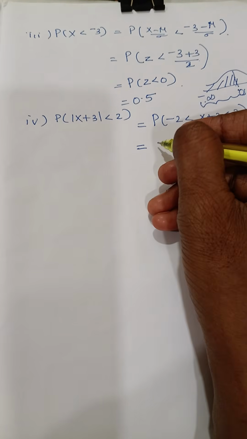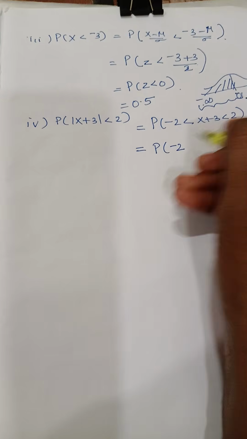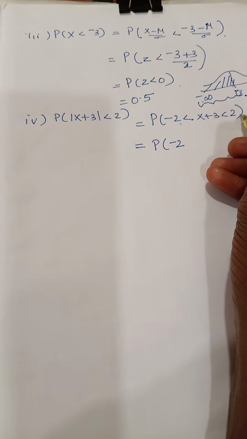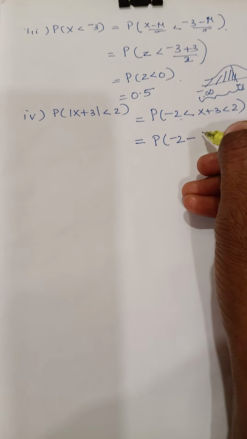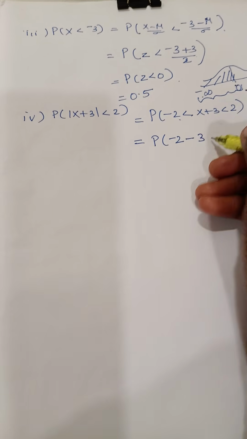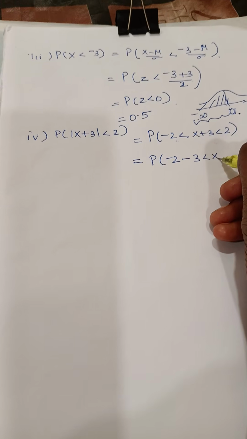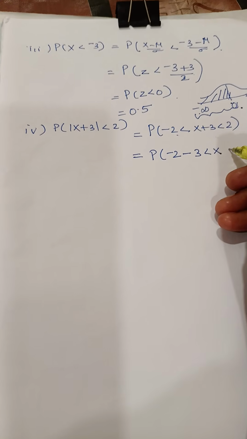So which is equal to probability of minus 2, so plus 3 will come to this side and also this side. So this will become minus 2 minus 3 less than x less than 2.